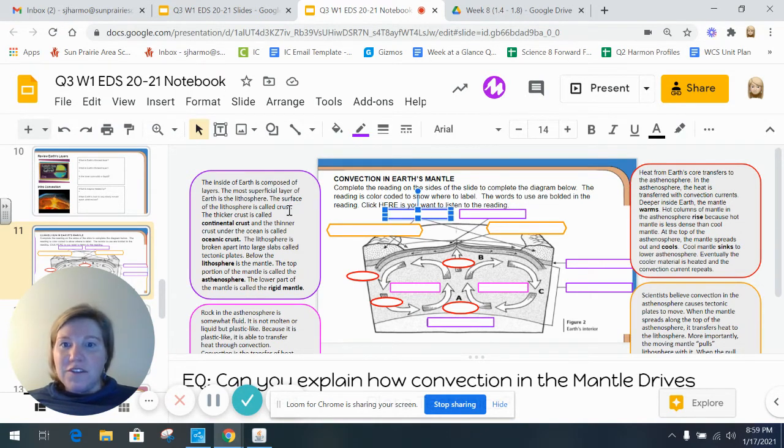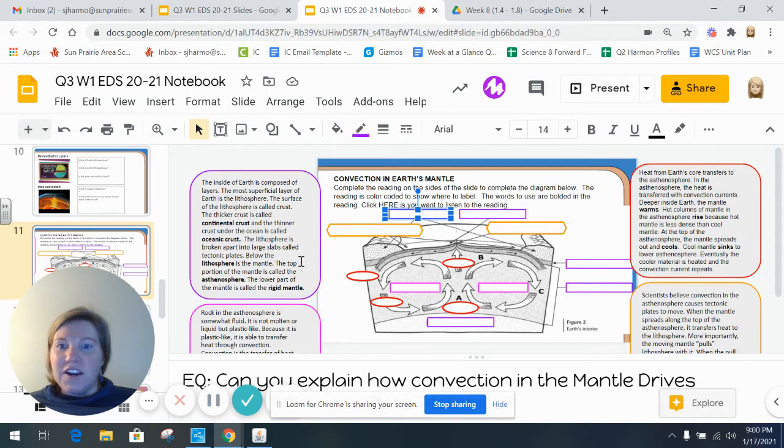The most superficial layer of Earth is the lithosphere. That means the layer on the very top. The surface of the lithosphere is called crust. The thicker crust is called continental crust, and the thinner crust under the ocean is called oceanic crust. The lithosphere is broken apart into large slabs called tectonic plates.